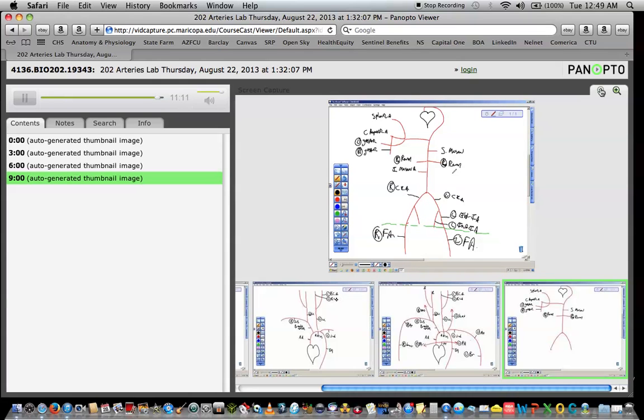It looks like it goes to the small intestine. Okay, so that's right. So superior mesenteric, then I know the next one should be, I should be looking for renals. After the renals, I should be looking for the inferior mesenteric. So on and so forth.